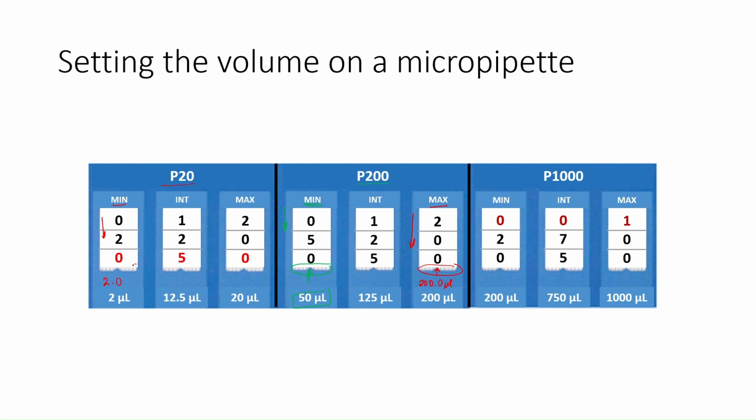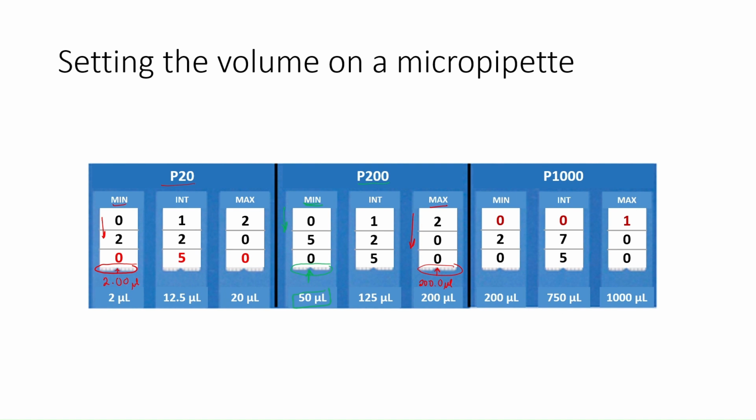And then again, we can use these lines down here to give us one extra significant digit. And here this arrow is pointing right at the 0 line, so you have another 0. So in this case, the minimum volume that we're reading is 2.00 microliters.